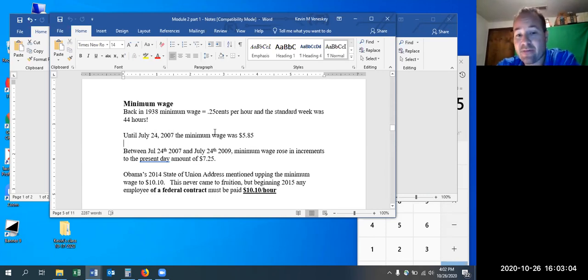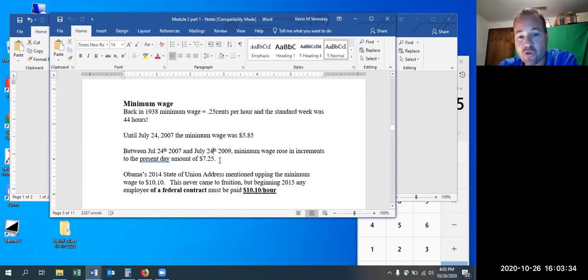Back in 2007, the minimum wage was $5.85. And before that, it would have gone for $5.85 for a while. And then there would have been a change before then at some point, all the way back to 1938. Well, at this date, they said, okay, we're going to start raising the minimum wage. We're not going to do it all at once, but we're going to do it in gradual amounts over the next 2 years. And between 2007 to 2009, it went up in some increments.